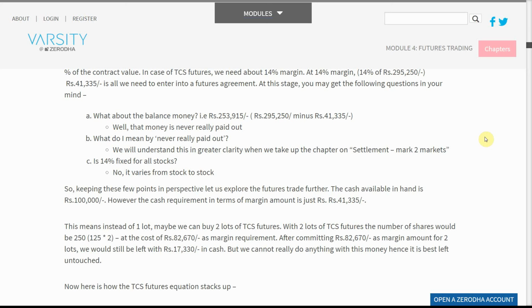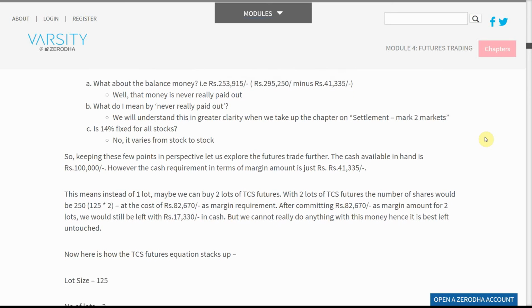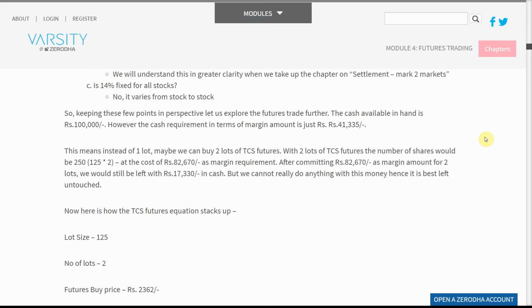Is 14% fixed for all stocks? No. It varies from stock to stock. So, keeping these few points in perspective, let us explore the futures trade further. The cash available in hand is 100,000 rupees. However, the cash requirement in terms of margin amount is just Rs. 41,335. This means instead of one lot, maybe we can buy 2 lots of TCS futures.